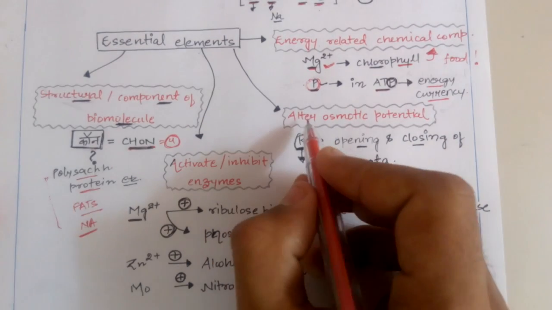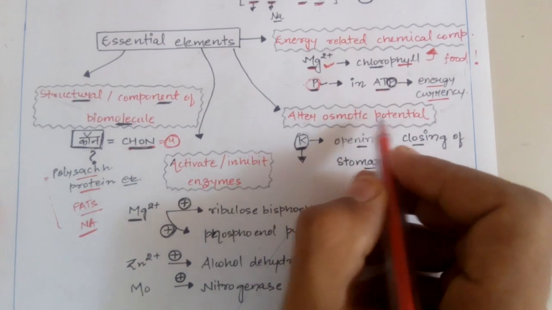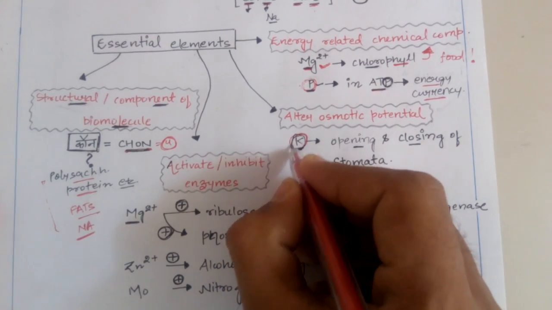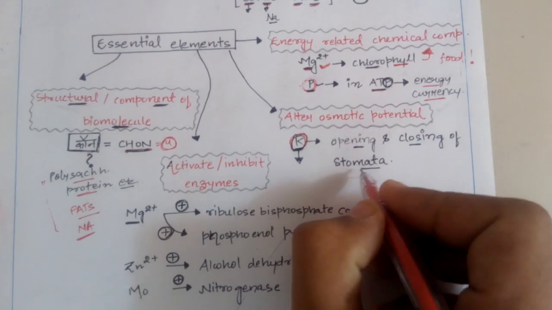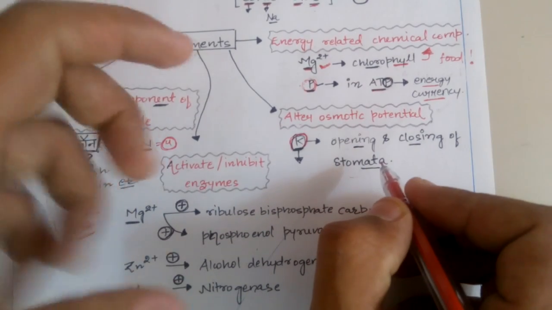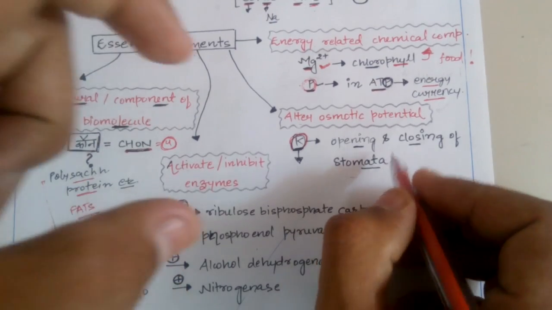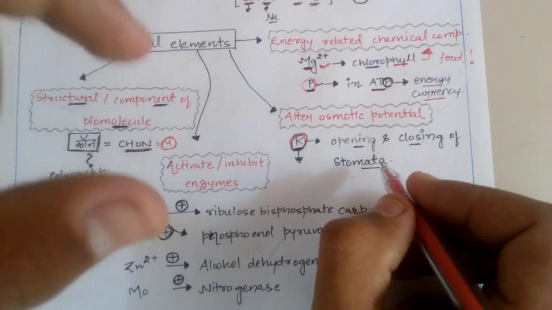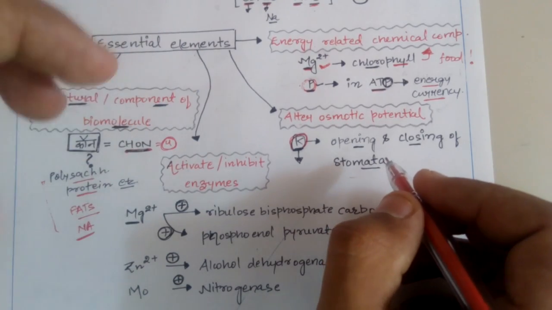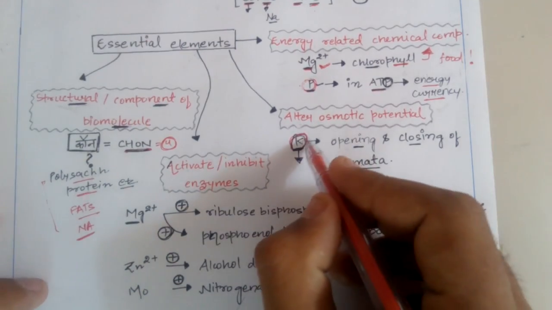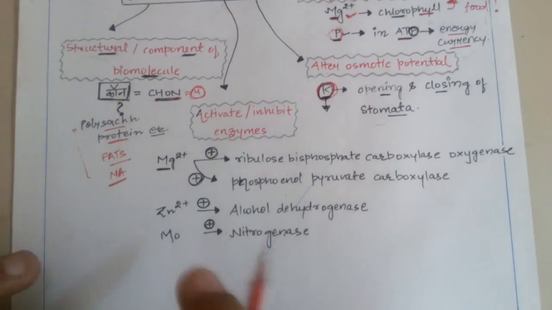The third category is those elements which alter or change the osmotic potential. For example, potassium. Potassium has the ability to open and close stomata. Since it is controlling the water level, because the rate of transpiration depends on the opening and closing of stomata, it is therefore altering the osmotic potential or osmolarity of a plant. So this element is very beneficial, that is K, or potassium.